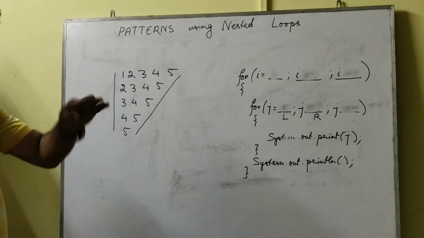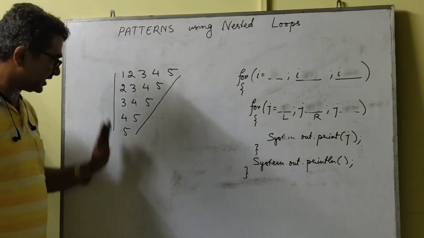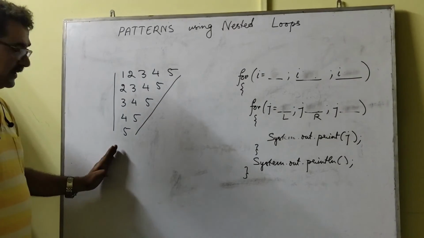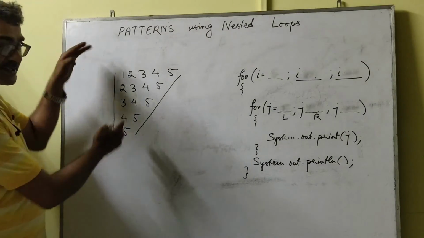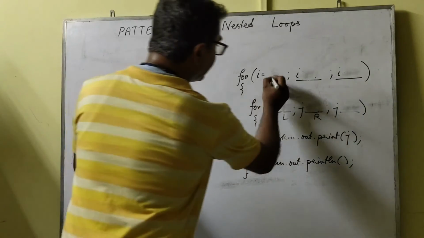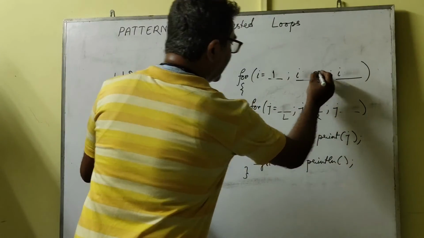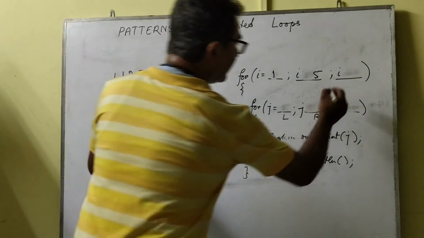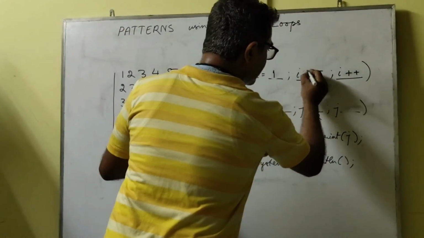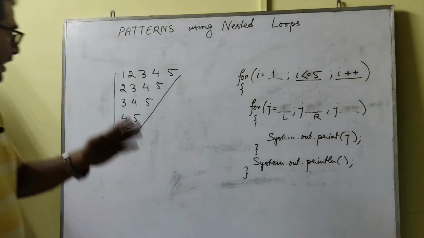Now, which side is changing? Unlike the previous two patterns, the left side is changing. You can see from 1 to 5. So, since it is changing from 1 to 5, that will be your outer loop. Always the changing side is your outer loop. So, starting from 1 till 5. And to go from 1 to 5, obviously the value of I should be incremented. So, therefore, I plus plus. And remember, with I plus plus, it is less than equal to.